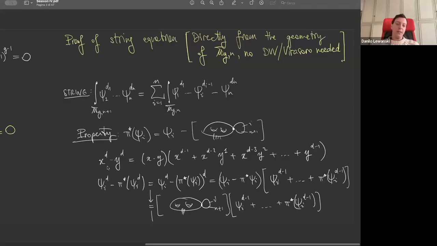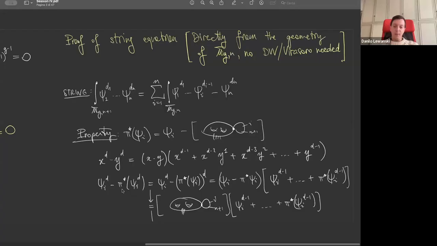Okay, so now let us just remember that x to the power d minus 1 to the power d is this guy. This is the usual thing that we study during our bachelor in mathematics. But now you can apply this identity here, and you can apply it to the fact that psi I to the power d minus psi upper star to the power of psi I to the power d. So again, let me stress that these are two different classes.